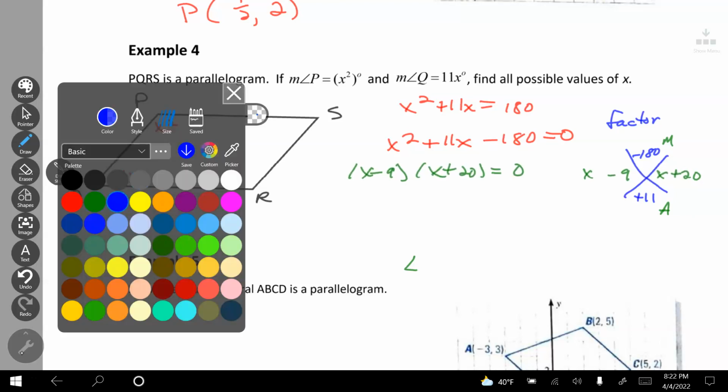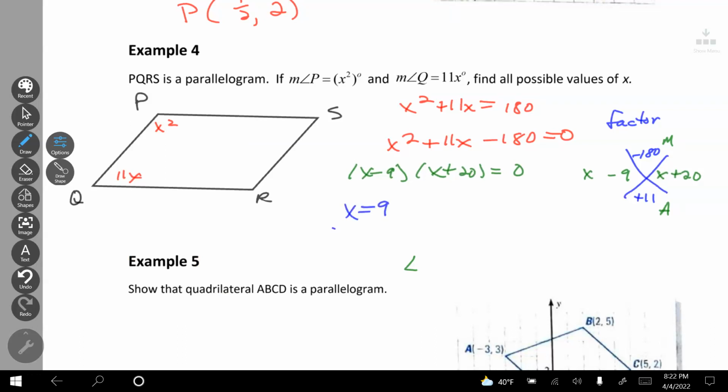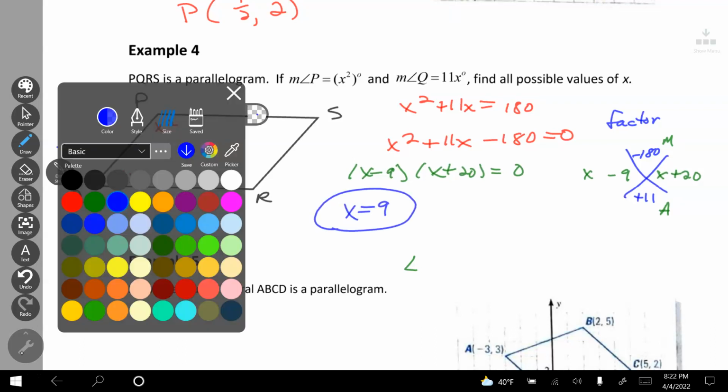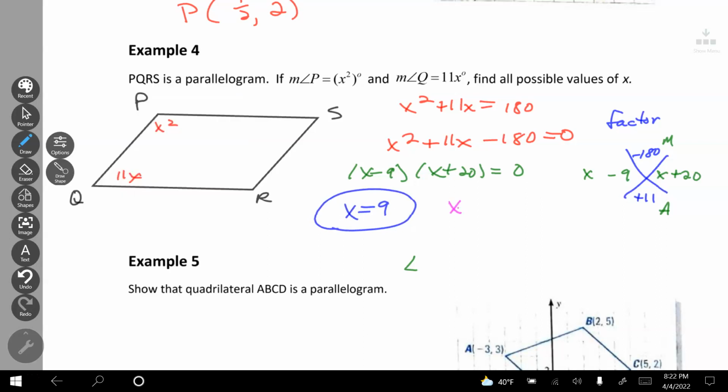And when I solve, I get x equals 9, which is good. But x equals negative 20 is an algebraic solution. If I plug negative 20 in here, I would get x squared, it would be 400, and this would be negative 220. I can't have negative angles or angles that are 400 degrees. That doesn't make sense. So, 9 works because 9 squared is 81, and 11 times 9 is 99, and together they add up to 180.